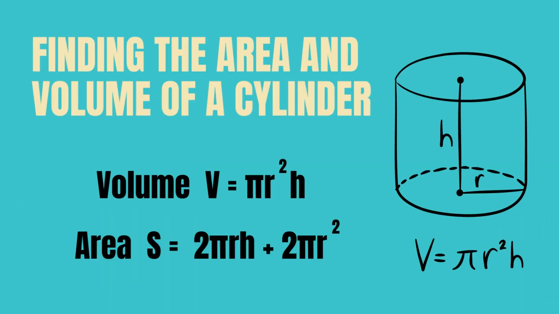Now, for the volume of a cylinder, you have to multiply pi by r squared and multiply it by its height. And for the area of the cylinder, you have to multiply 2 by pi times r, or its radius, and then multiply it by its height, and then add it to the product of 2 times pi times r squared, or the square of its radius.